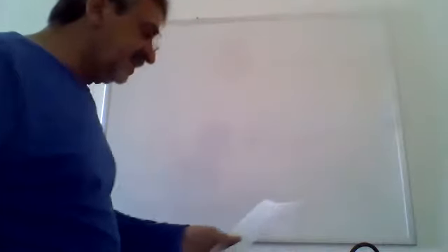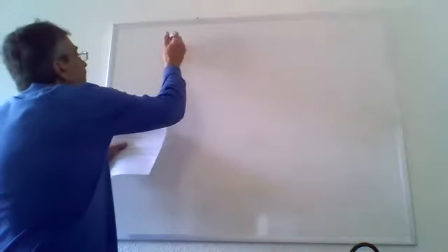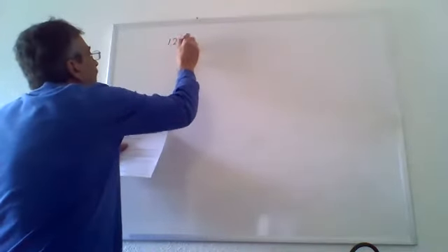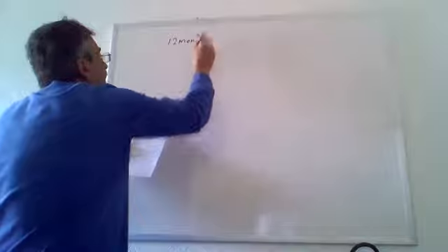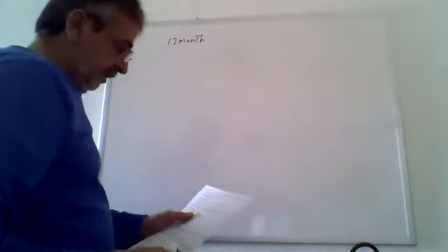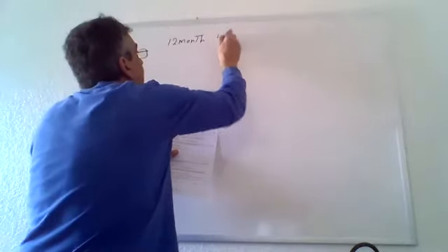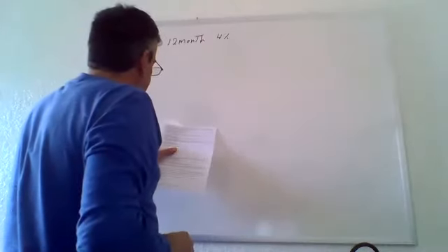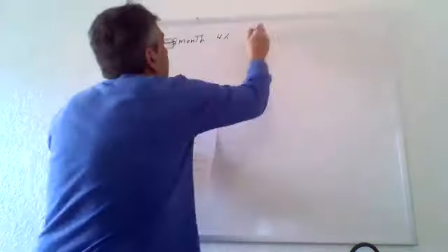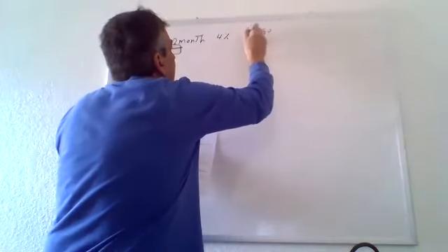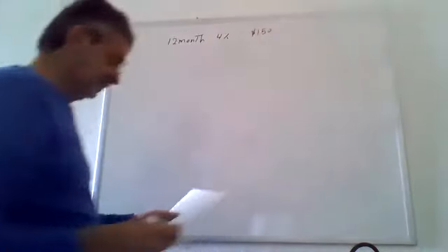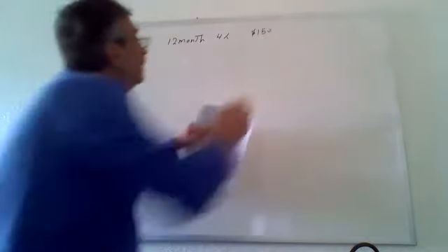For the next problem, it says find the saving plan after 12 months. So we have 12 months, with the APR of 4%, and we're looking at $150 monthly.